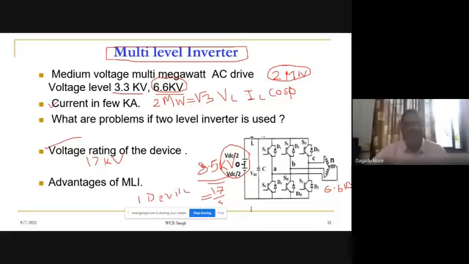So 4 kV will be a voltage rating. Now, when you use a 5-level multi-level inverter, we are not yet discussing what multi-level is, but the voltage rating of the device required will be reduced. We are going to discuss the advantages of the multi-level inverter after its introduction, so let us skip this point, advantages.